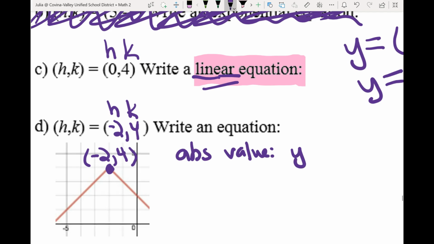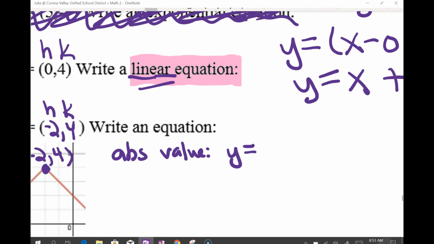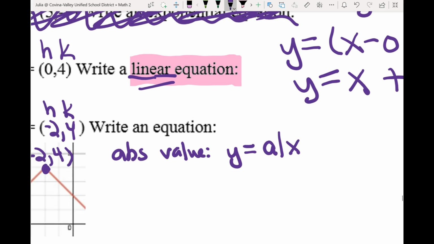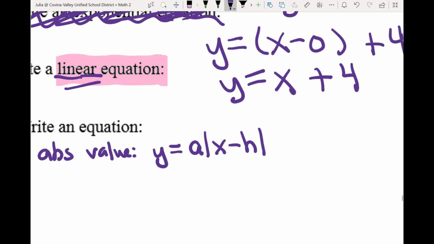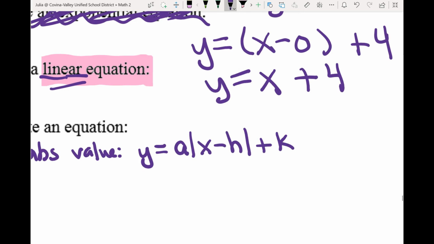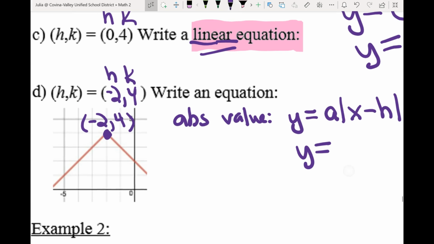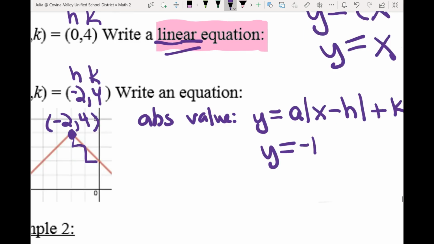So we're going to do y equals A, absolute value of x minus h, plus k. Sorry, not parentheses, but absolute value. Okay, so y equals A is 1. We're not going to change that. It's 1, but see how it's going downhill? It's going down 1, right 1, down 1, right 1. We're going to write that as -1. They'll throw negatives on you, but they're not going to stretch it out and make it like with numbers there.